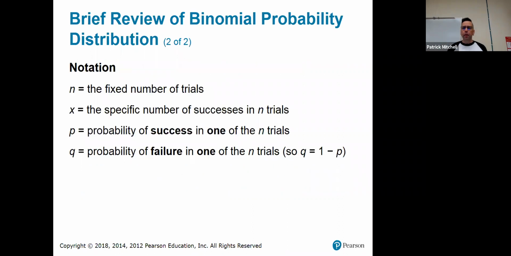Okay. And then remember the notation: n is the number of trials, x is the number of successes, p is the probability of success in any one trial, q is the probability of failure in any one trial. So q is 1 minus p. Okay.